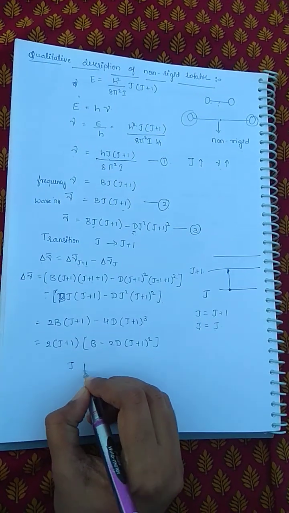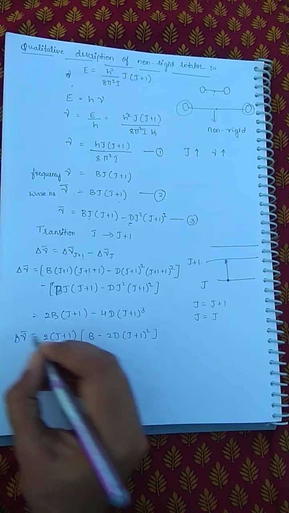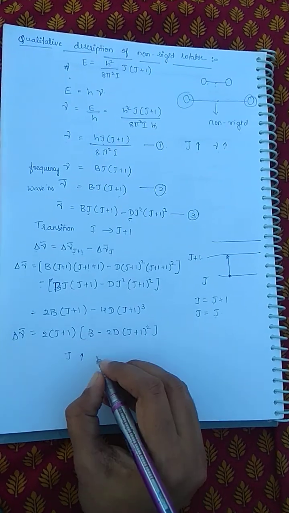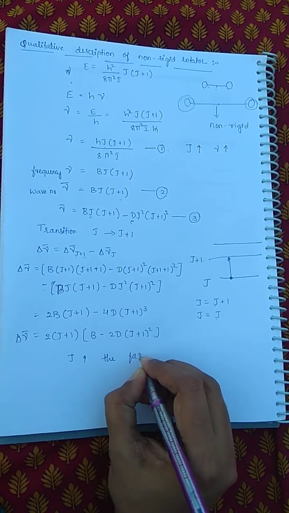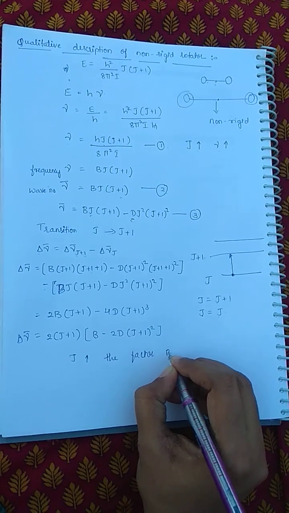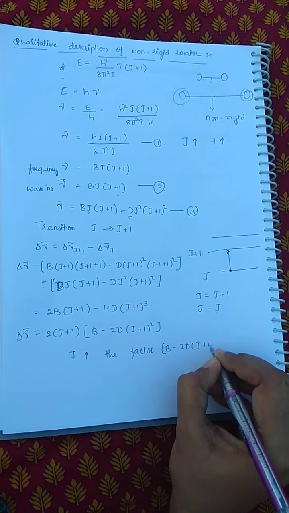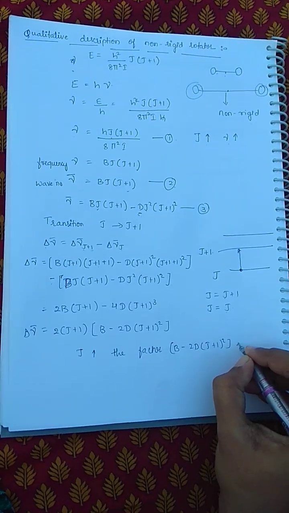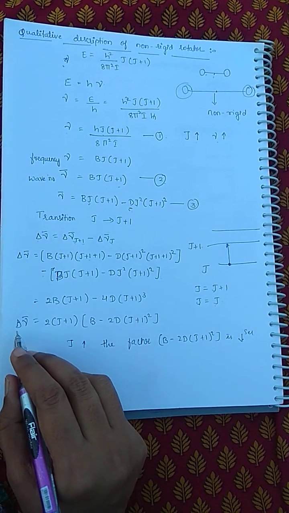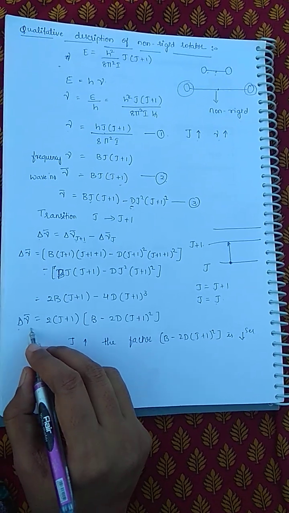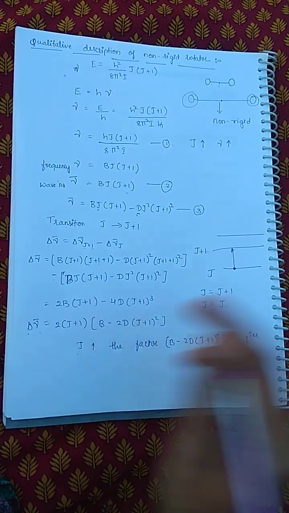As the value of J increases in this formula, the factor B minus 2D into J plus 1 whole square decreases. Hence delta mu bar also decreases as the value of J increases. Thank you.